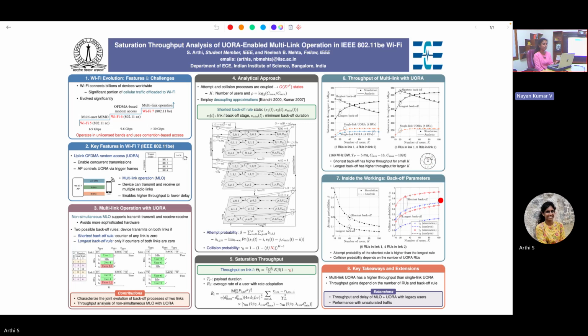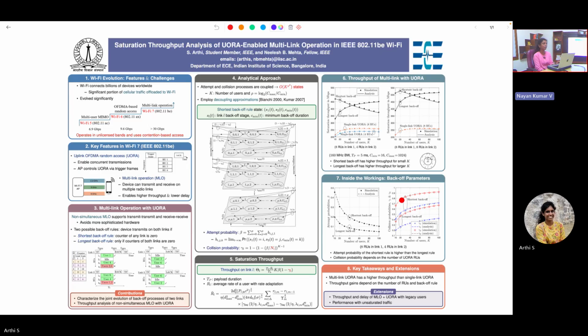Now, the second figure validates the reasoning that we mentioned for the throughput in the first figure. Because I said in the shortest backoff rule, the attempt probability of the users is higher, right? We can see the attempt probability of the users is always higher for the shortest backoff rule, for the same reason, because the users attempt even if one of the counters reaches 0 in the shortest backoff rule.